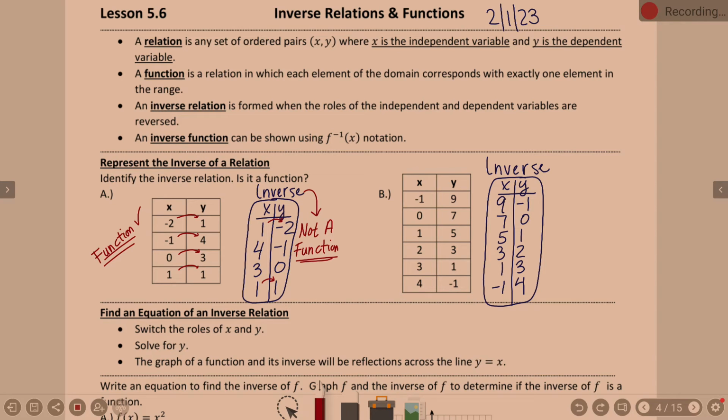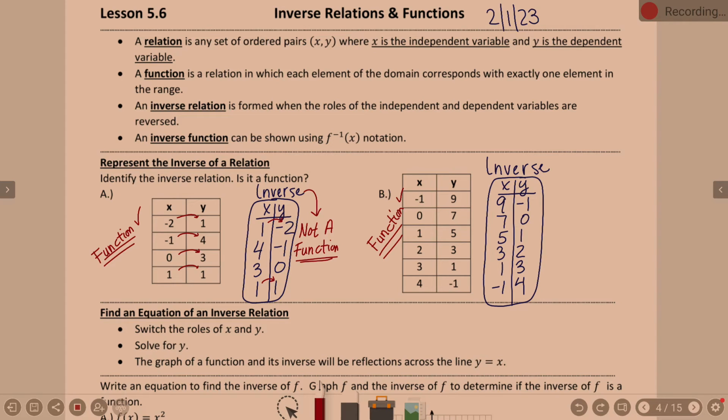Now, I want to ask the function questions again. Is my original relation a function? Each x value is used just once, right? So each x value pairs with exactly one y value. -1 with 9, 0, 7, 1 to 5, 2 to 3, 3 to 1, 4 to -1. So my original relation, yes, it is a function.